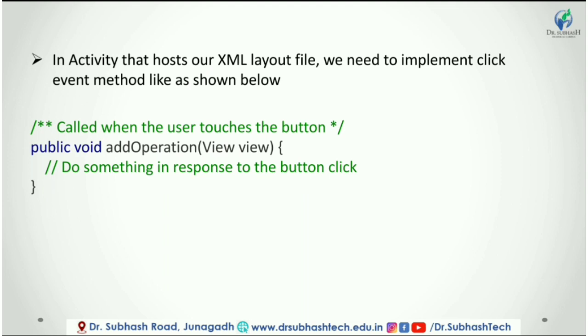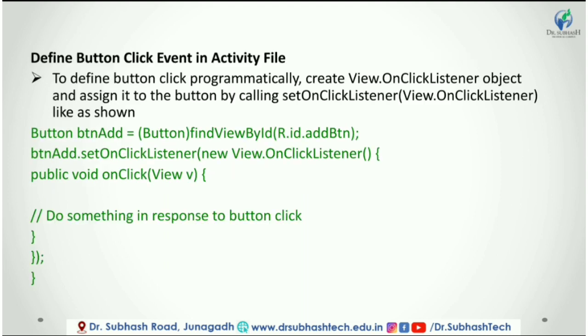In the activity that hosts our XML layout file, we need to implement the click event method as shown below. And the next way is to define the button click event in the activity file. In Android, we can define the button click event programmatically in the activity file rather than the XML layout file. To do this, create a View.OnClickListener object and assign it to the button by calling setOnClickListener(View.OnClickListener) as shown below.